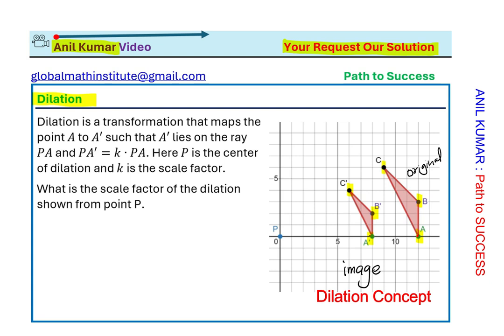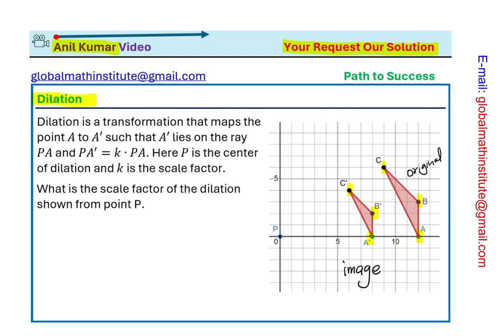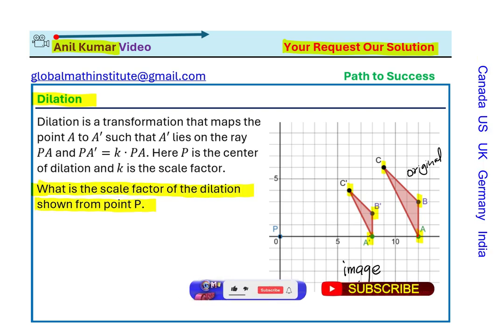In this case, the transformation is dilation. Now, dilation is always about a point. So, in this example, the point is given at the origin, which is labeled as P, and we are given these two triangles. Now, let's get to the question first. The question is, what is the scale factor of the dilation shown from point P?